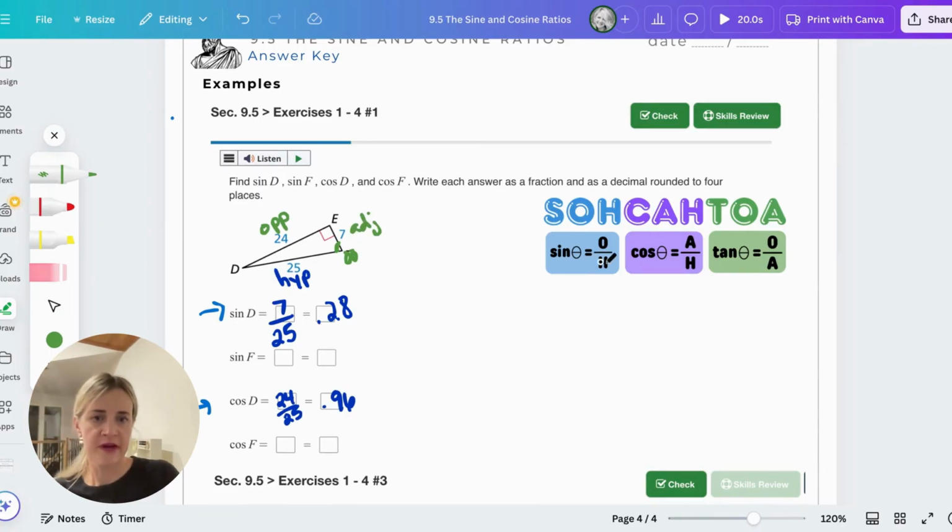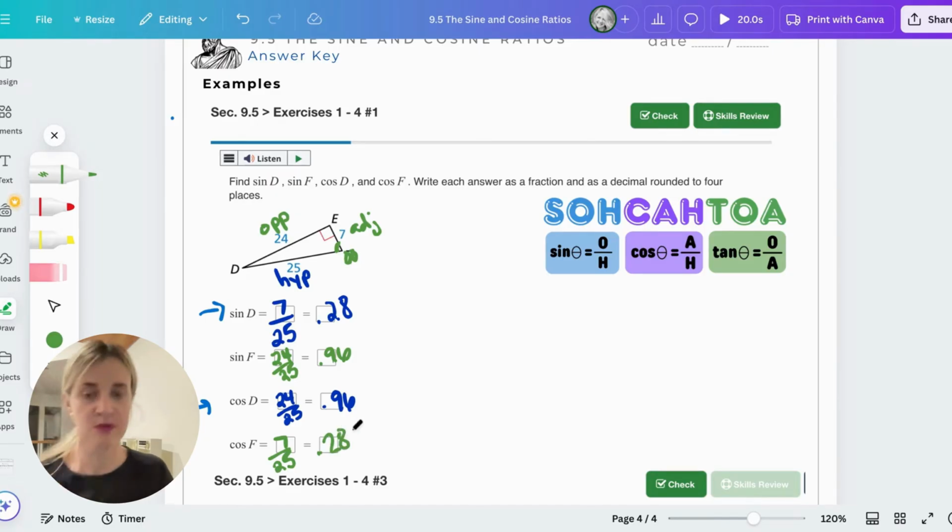So sine of angle F, sine is opposite over hypotenuse. So opposite is 24, hypotenuse is 25, and we know that one's 0.96. Okay, you can kind of see a pattern here. Cosine of angle F, cosine is adjacent over hypotenuse. So adjacent is 7, hypotenuse is 25, 7 over 25, 0.28. What do you notice? What do you compare about the two of those when you flip-flop them like that?